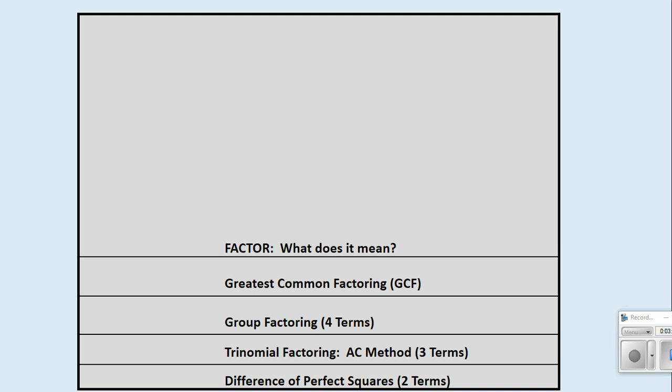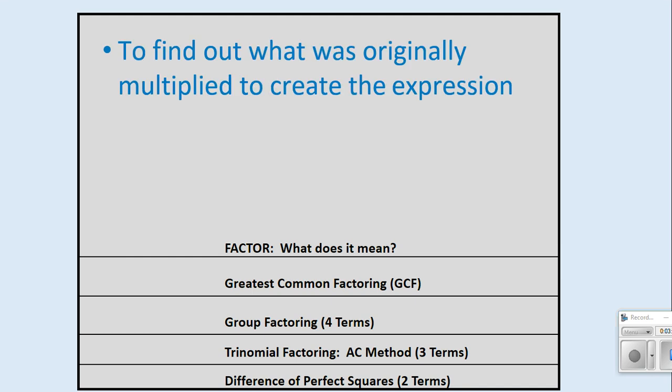And where you see those 2 bullets, we're going to write down what factor means. So factor is to find out what was originally multiplied to create the expression. So if you think back to 2 slides ago, what we ended up multiplying, and after we multiplied and we got that expression in the end when we added all the like terms, to find out what that was originally multiplied by or multiplied to create that, those were the factors. Okay.